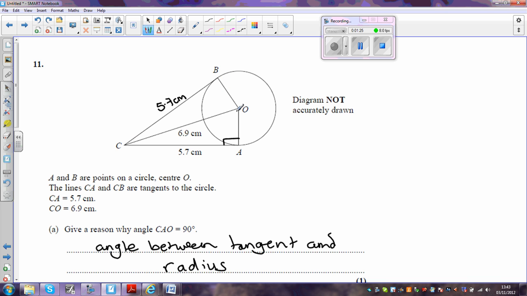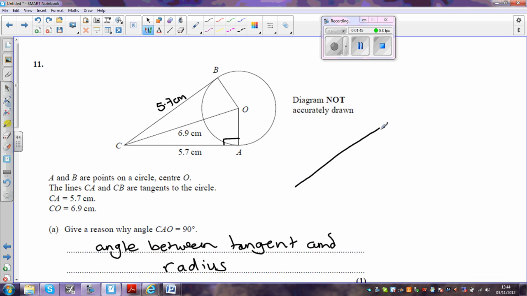If we look at the other two sides that we need to find, both of those are the radius of the circle. So from O to B and from O to A will be exactly the same length. So we only need to find one of them, and then we just add the two together. What I'm going to do is use this triangle here.